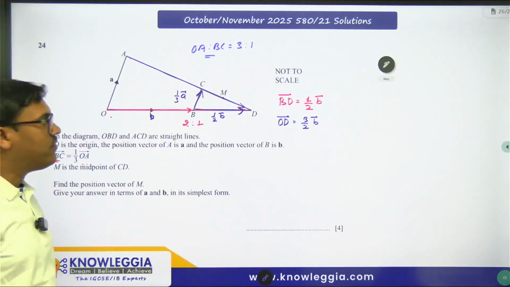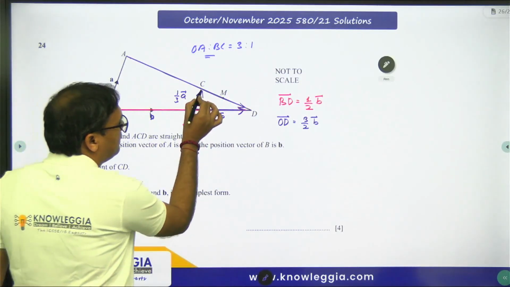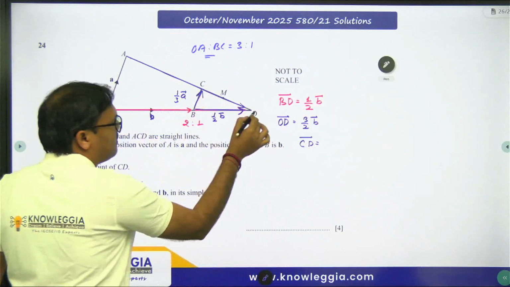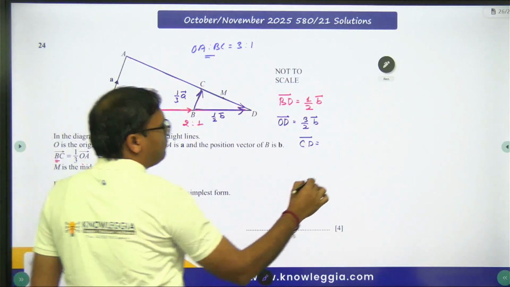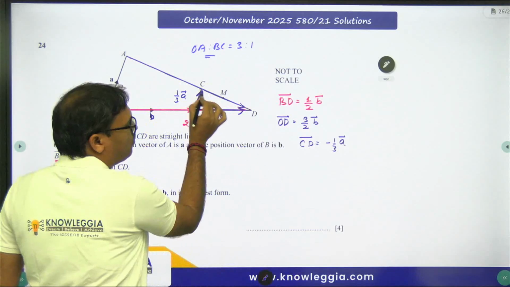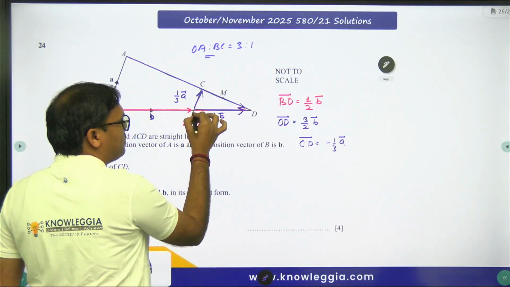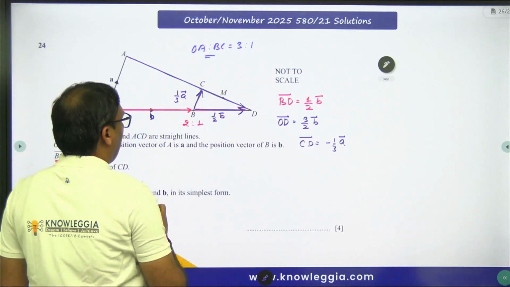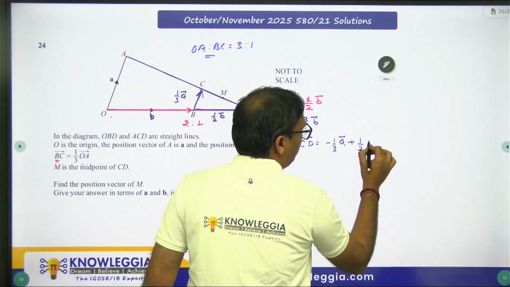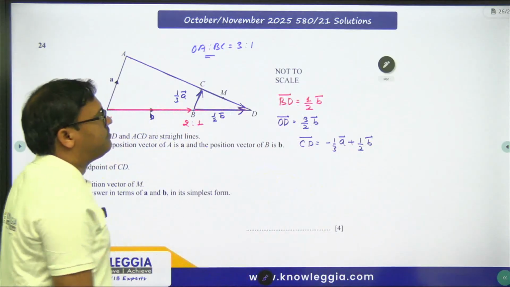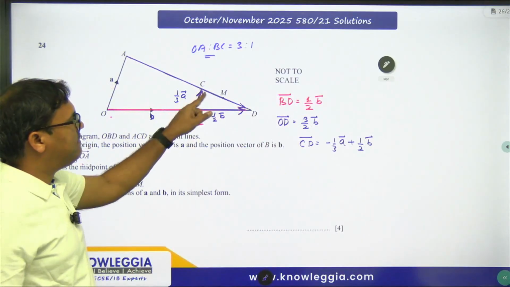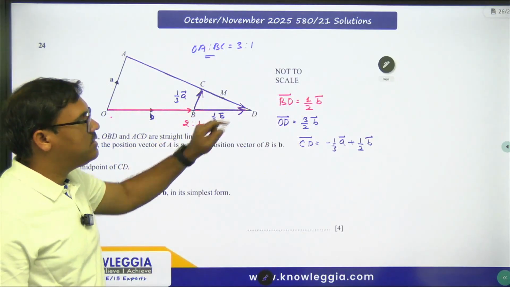So if this is 1/3 of A, you can see I can easily find the CD vector. What is the CD vector? CD vector will be equal to minus 1 by 3 A vector. You can see I have to go from C to D. This is going from this to this, that is minus 1 by 3 A, and this is plus 1 by 2 B vector. So this is the CD vector.